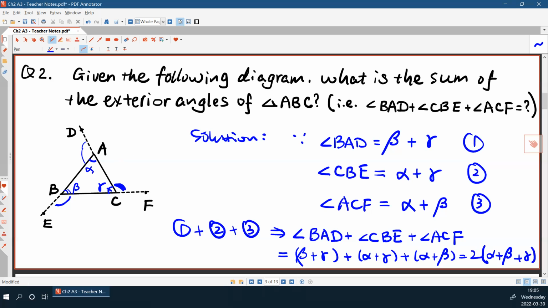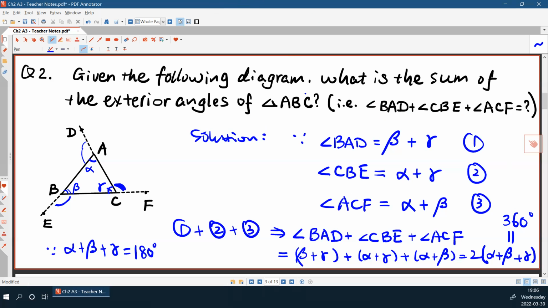And we also know that alpha plus beta plus gamma is 180 degrees because these three angles are the interior angles of triangle ABC, right? Therefore, twice 180 degrees equals 360 degrees, right? Therefore, the sum of angle BAD, angle CBE, and angle ACF should equal 360 degrees.